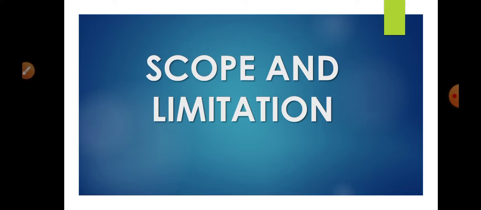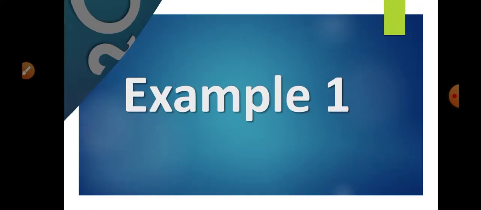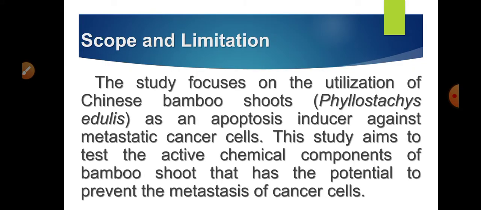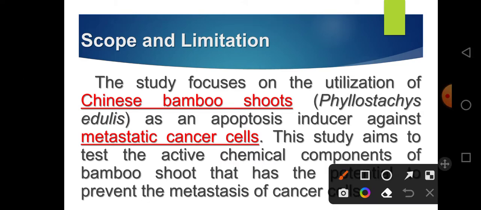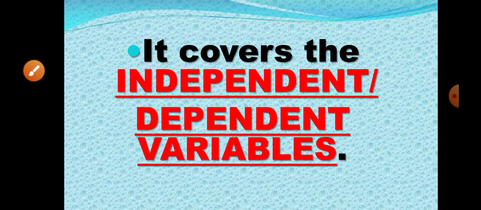Let us have the following examples. Let's enumerate the guidelines, or the information, that must be included in your scope. Our first example: the study focuses on the utilization of Chinese bamboo shoots as an apoptosis inducer against metastatic cancer cells. Based on the highlighted words, we can infer that to write the scope of your study, it must cover your independent and dependent variables. You must introduce your independent and dependent variables.